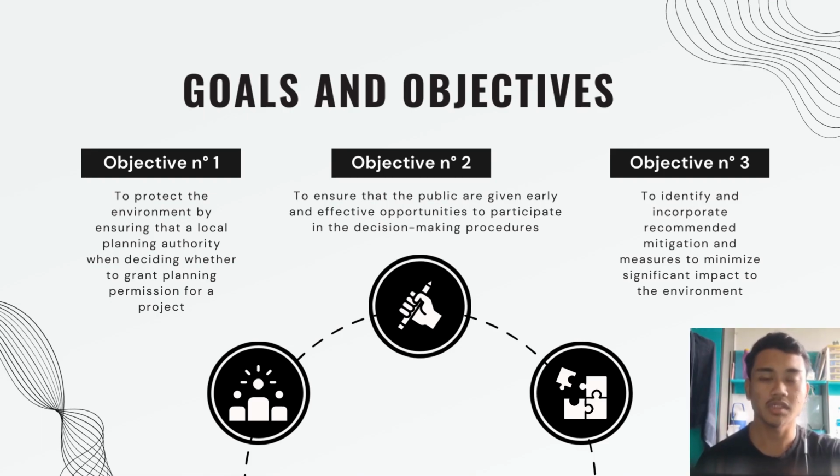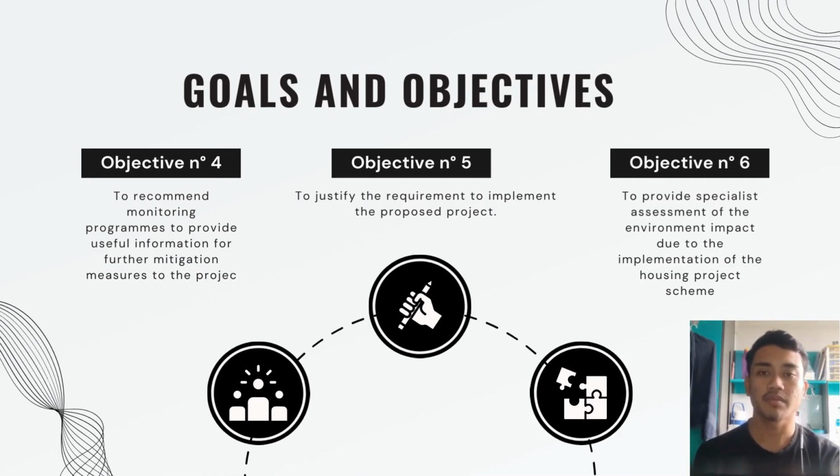Okay, we move to what is the objective of EIA. The first one is to protect the environment by ensuring that a local planning authority, when deciding whether to grant planning permission for a project. The second one is to ensure that the public are given early and effective opportunities to participate in the decision-making procedures. The third is to identify and incorporate recommended mitigation measures to minimize significant impact to the environment. The fourth is to recommend monitoring programs to provide useful information for further mitigation measures to the project.